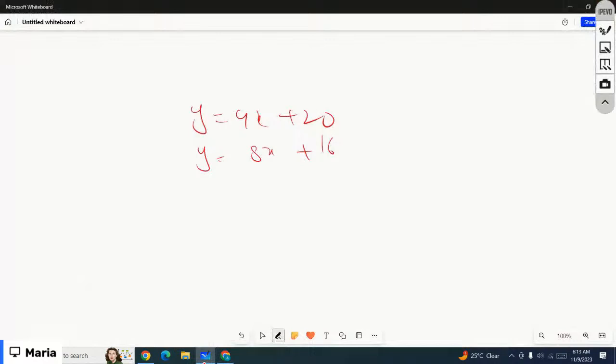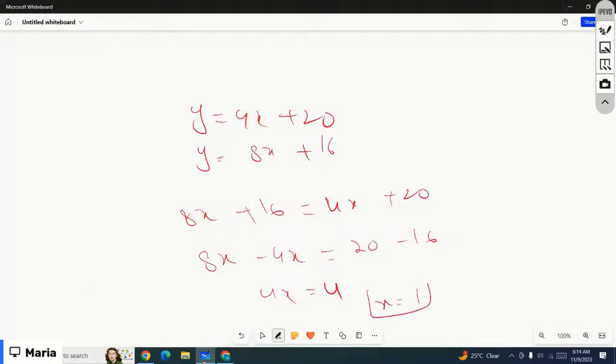When one of the variables is already isolated, the easiest method you can use is the substitution method, right? So both the equations are equal: 8x plus 16 equals 4x plus 20, right? Isolate the variable x: 20 minus 16, and 8 minus 4 is 4x equals 4, so x equals 1.